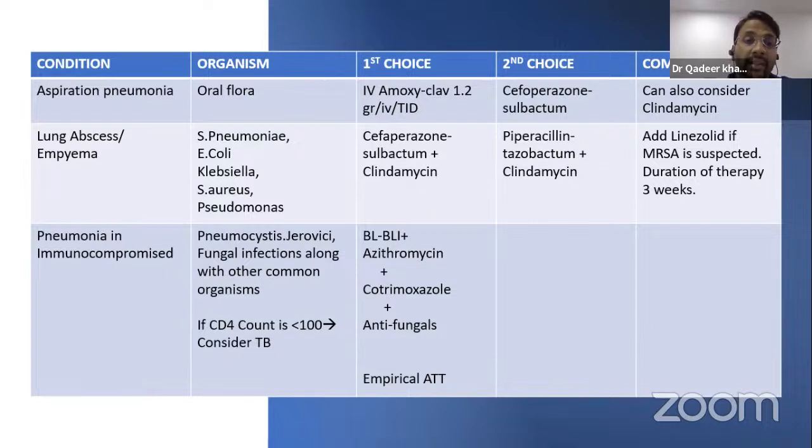In patients developing pneumonia who are already immunocompromised, we should also cover them with PCP prophylaxis, and fungal infections also should be considered. So BL-BLA combination plus azithromycin plus cotrimoxazole for PCP coverage plus antifungal. And if the patient is retropositive, then we should also look for the CD4 count, and if it's less than 100, we should consider Mycobacterium tuberculosis and can start empirical anti-tubercular drugs in these patients.